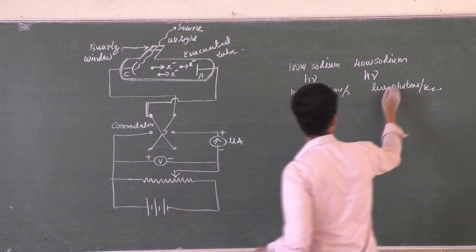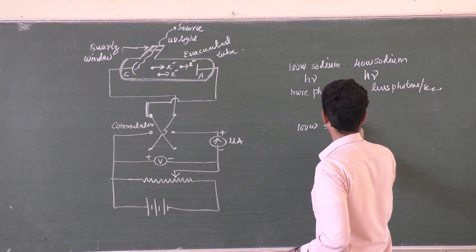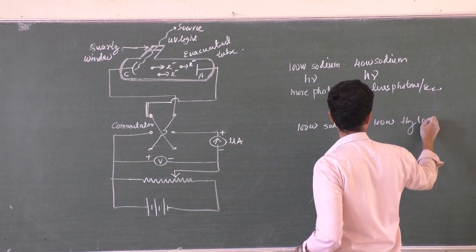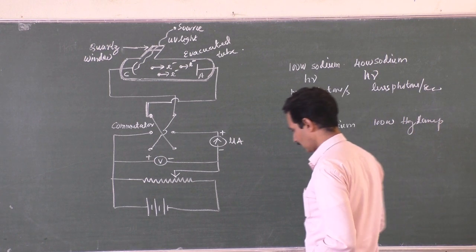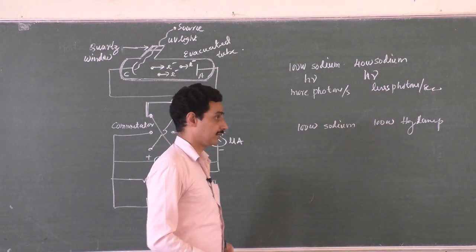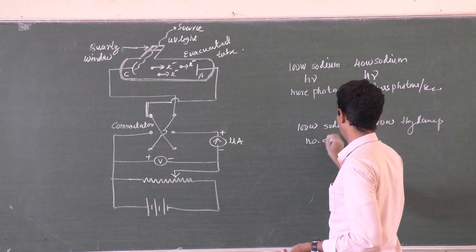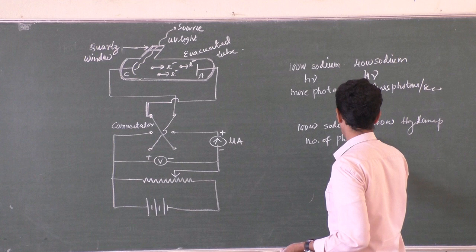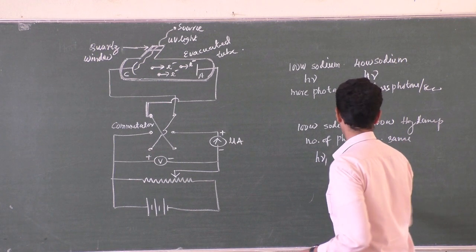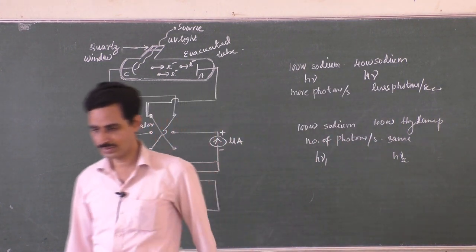Whereas if you have a 100 watt sodium lamp and a 100 watt mercury lamp, right? Mercury lamp you have seen in street lights. Both 100 watt, the number of photons per second may be the same, but h nu 1 is different from h nu 2. The energy of each photon is different because you have changed the frequency.